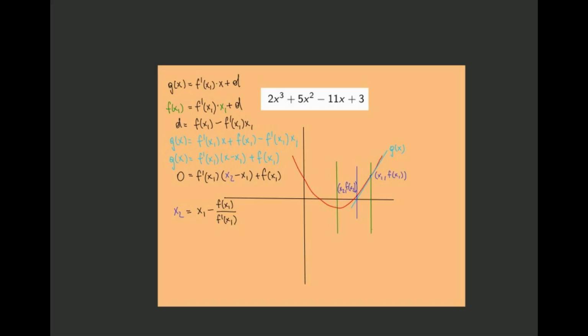Newton's method means that I pick an x1 and I subtract f of x1 divided by f prime of x1, and I get x2. And then I do the same thing with x2 and x3 and x4, and these x's go closer and closer to my x-intercept.